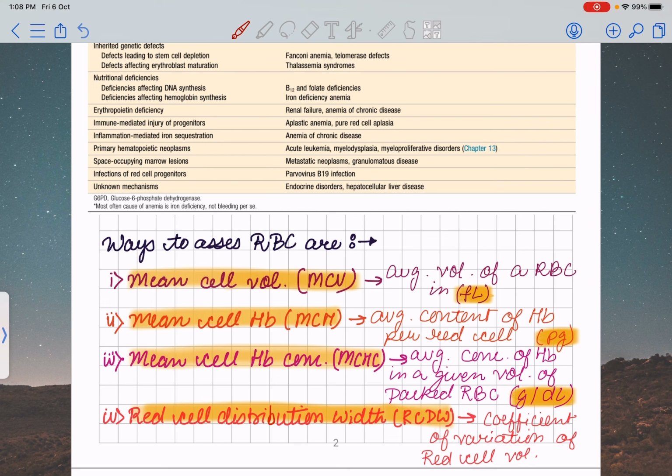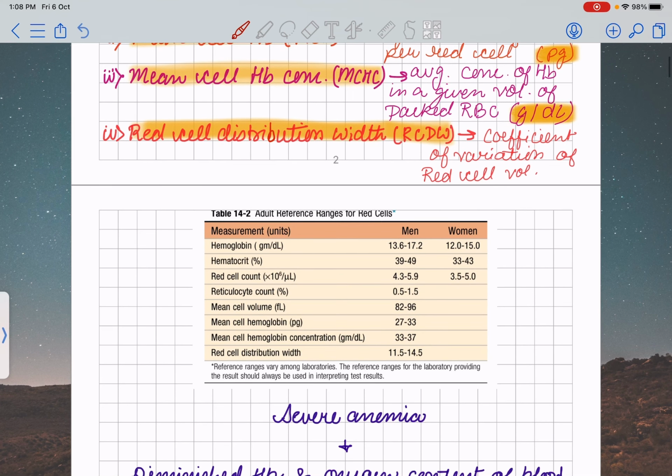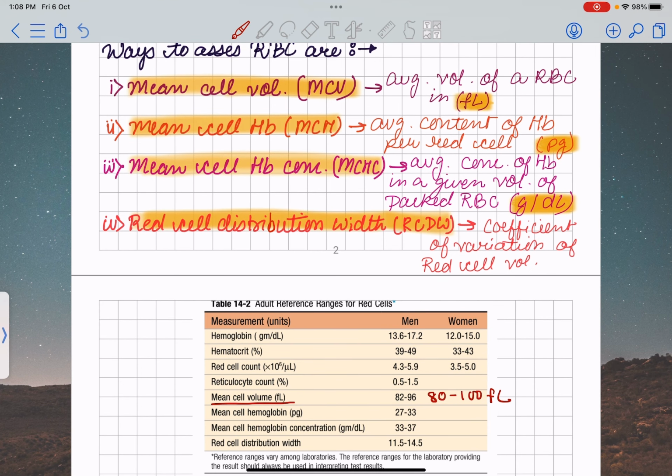So we see mean cell volume. What is that? Mean cell volume is the average volume of RBC in femtoliters. That's the measure. What is the normal MCV? We will take this as 80 to 100 femtoliter. It is the average volume for RBC in femtoliter.